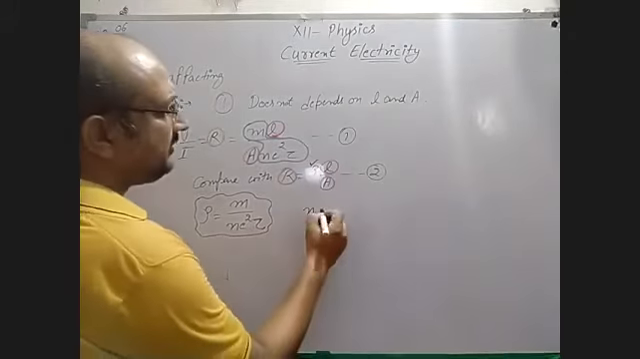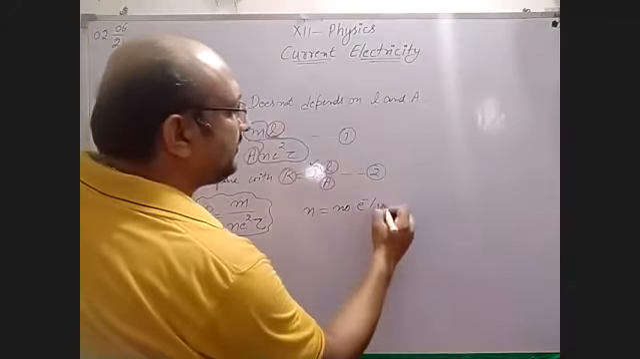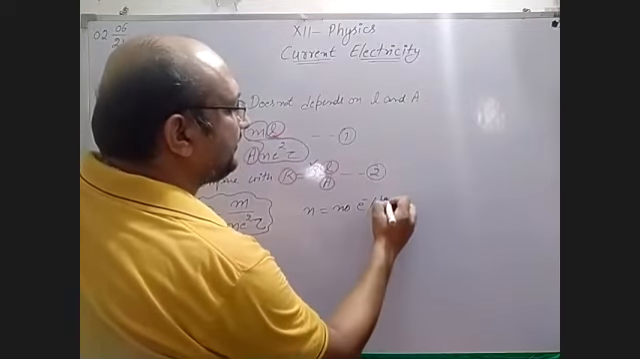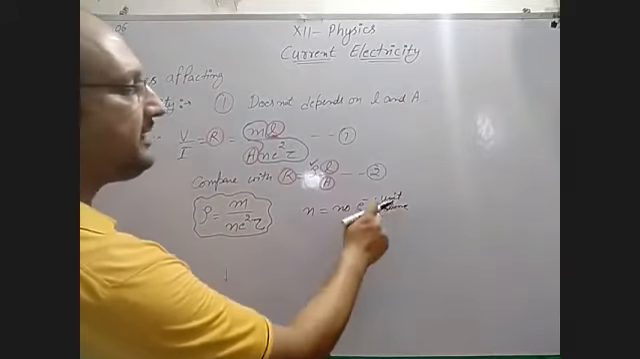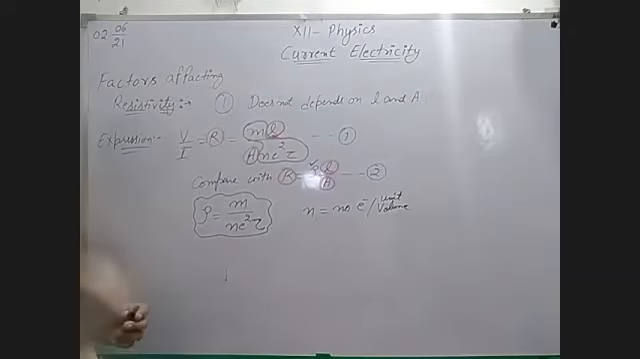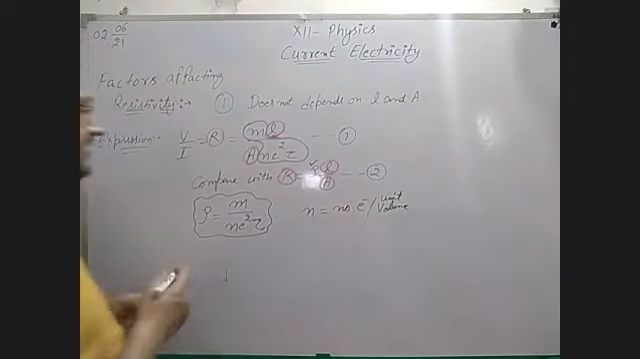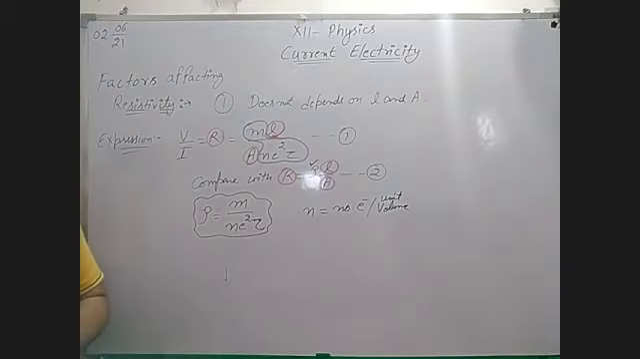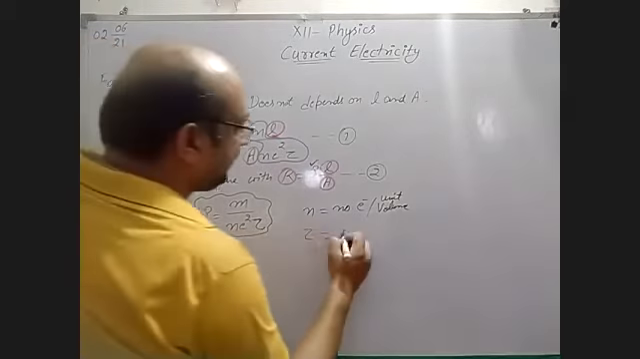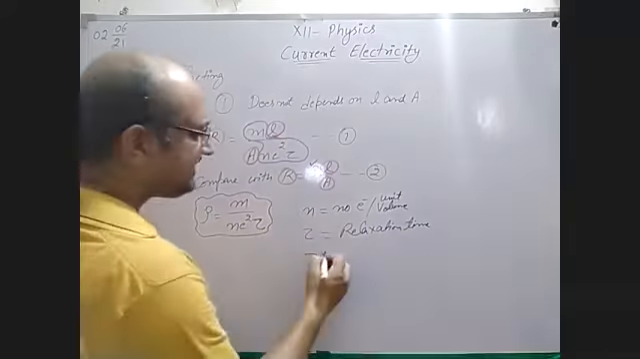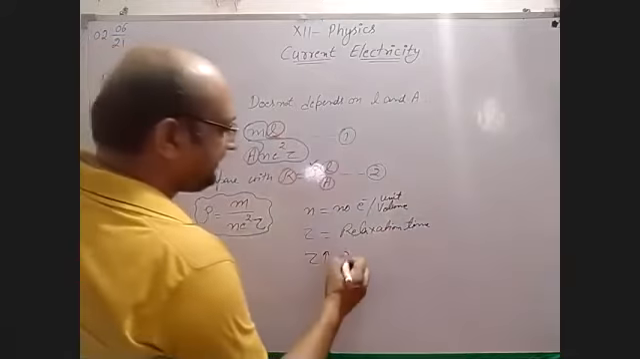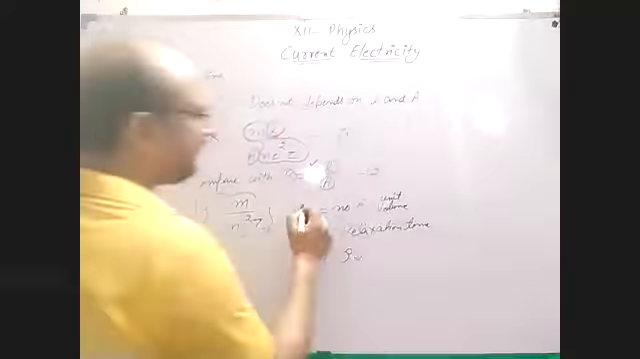You know very well, this is the number of electrons per unit volume, meaning you take the value of volume as unity, 1. So n is the number of free electrons per unit volume of the conductor, and here tau is the relaxation time. As the relaxation time increases, the resistivity of a material decreases.